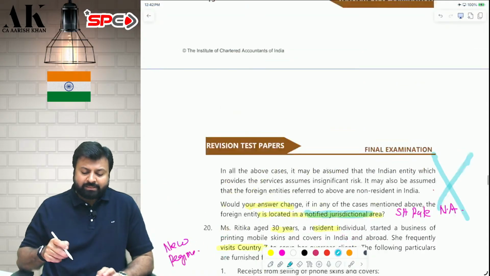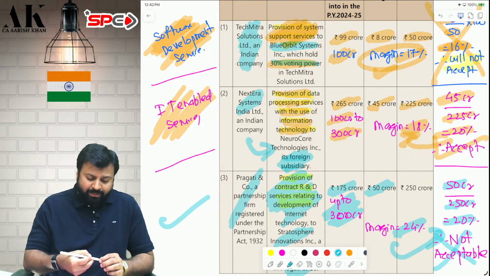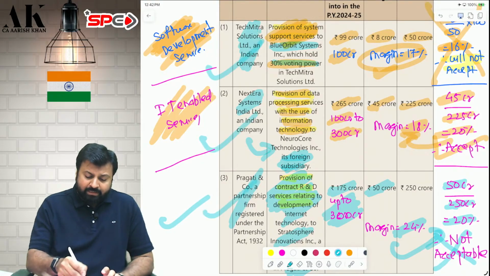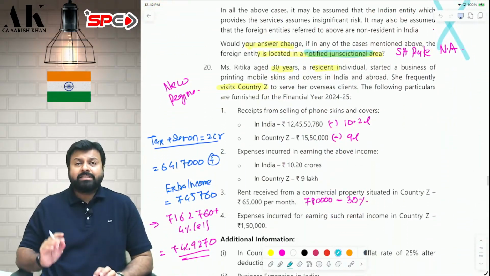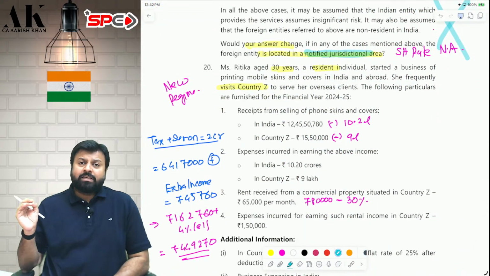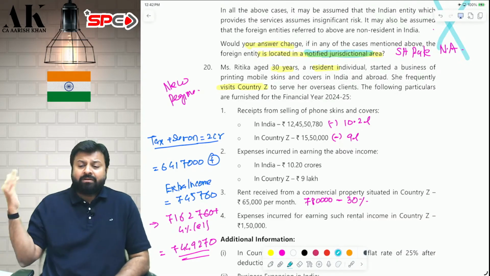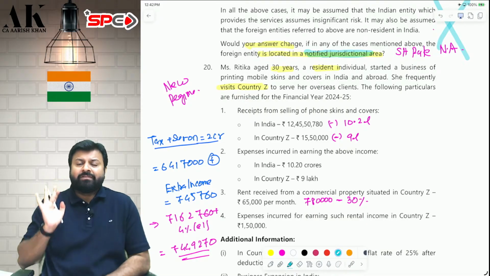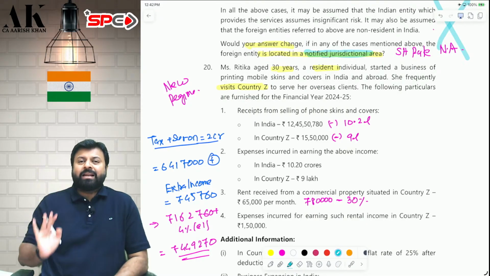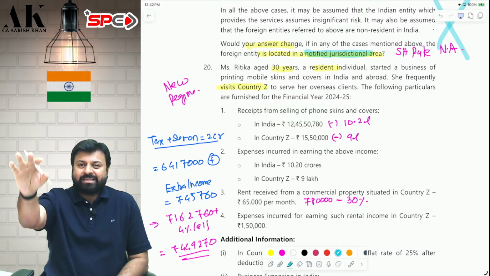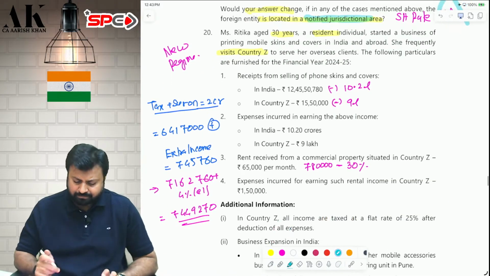So if you provide all these 3 services to a person located in NJA, then the safe harbor rule is not applicable in all these 3 cases. What is NJA? NJA is a notified jurisdictional area, which the CBDT may notify. Earlier they had notified Cyprus, then they removed Cyprus. As of now, there is no country officially declared by the Government of India as an NJA. But yes, in the exam they can ask that country X is an NJA, country Y is an NJA. Hypothetical questions can be asked in the examination, which they have been asking again and again.